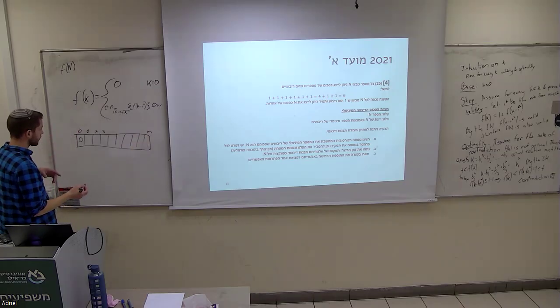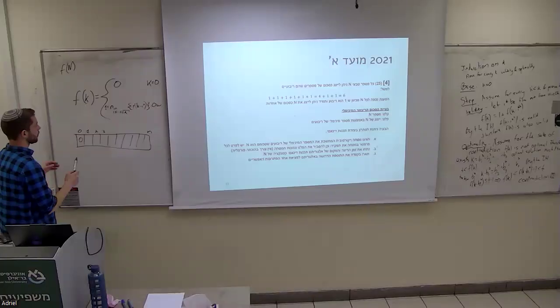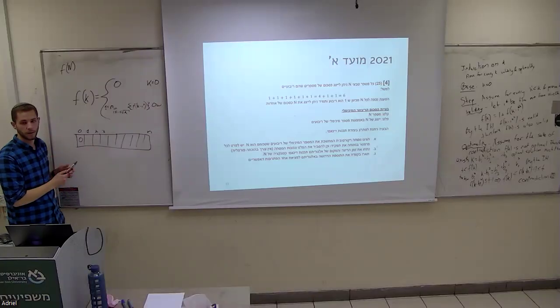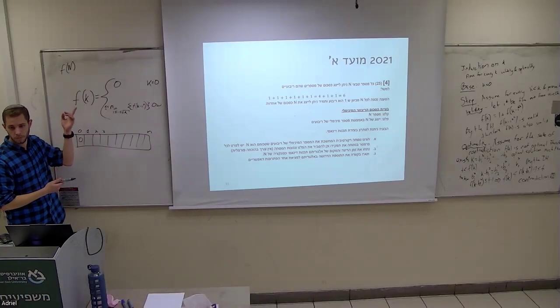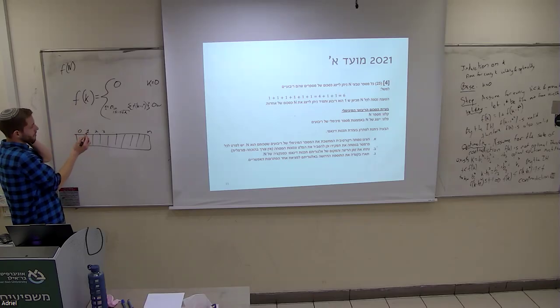And now, what does a cell represent? What does cell 3 represent? The recursive formula, exactly. Basically just the recursive formula, right? 3 is basically just f of 3.